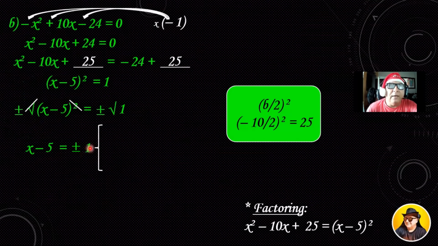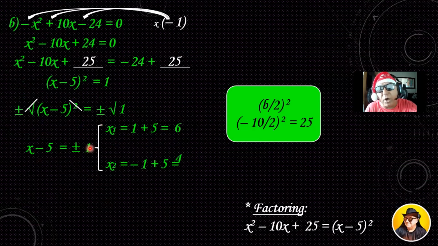Now, splitting the roots up, we have x1 is 1 plus 5, and x2 is minus 1 plus 5. Well, 1 plus 5 is 6, and minus 1 plus 5 is 4. So our solution set is 4 and 6.